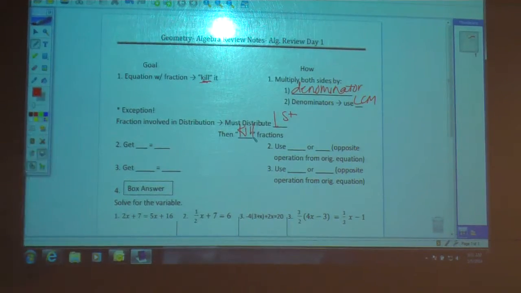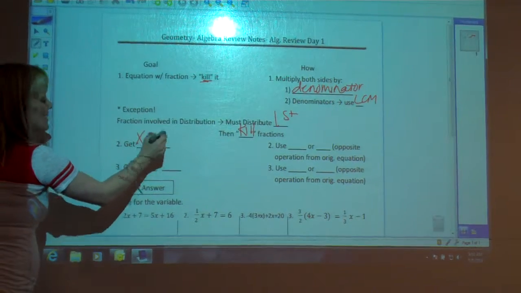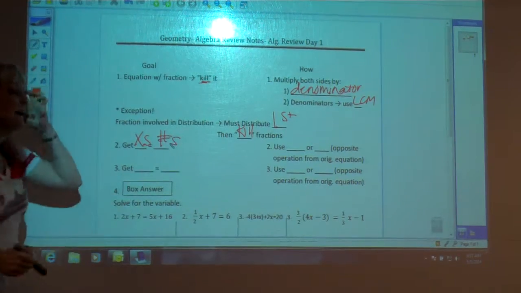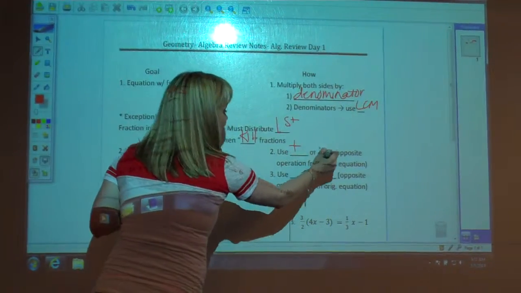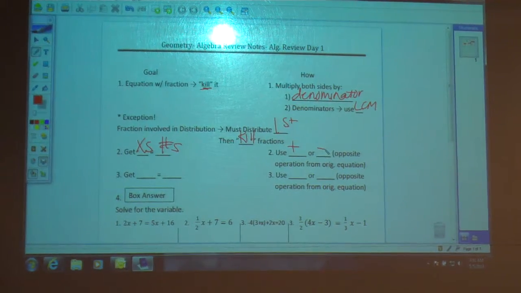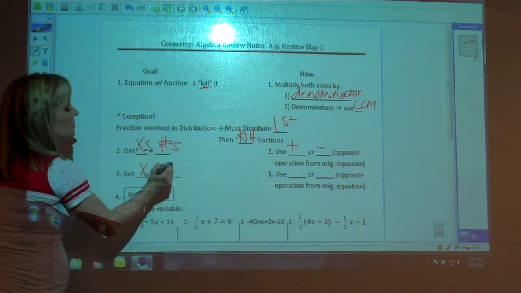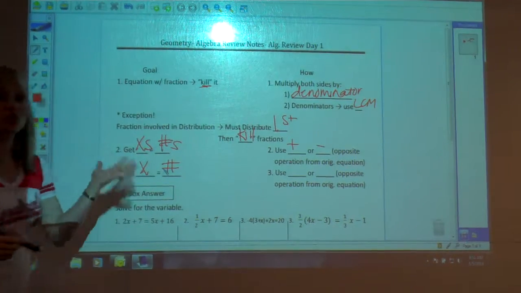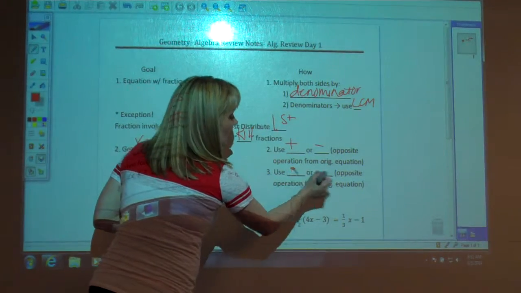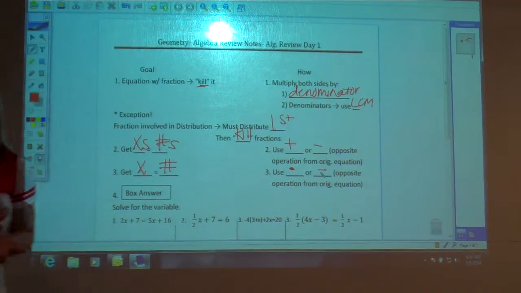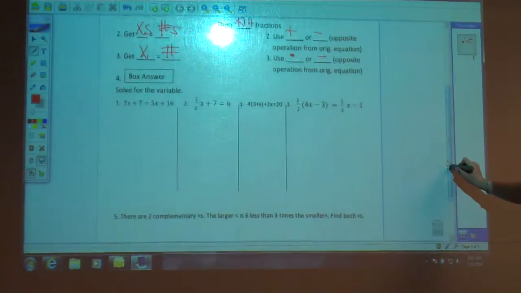After you've killed fractions and you have all whole numbers, remember your goal is to get your x's on one side and your numbers on the other. In order to do that, remember sometimes we have to do some adding and subtracting to get things in the appropriate place. And then the last thing, our goal is to have x equals some number. To do that, usually the last thing we have to do is some sort of either multiplication or division. Yes? Okay. Alright, I'm going to go ahead and skip on to number 2.